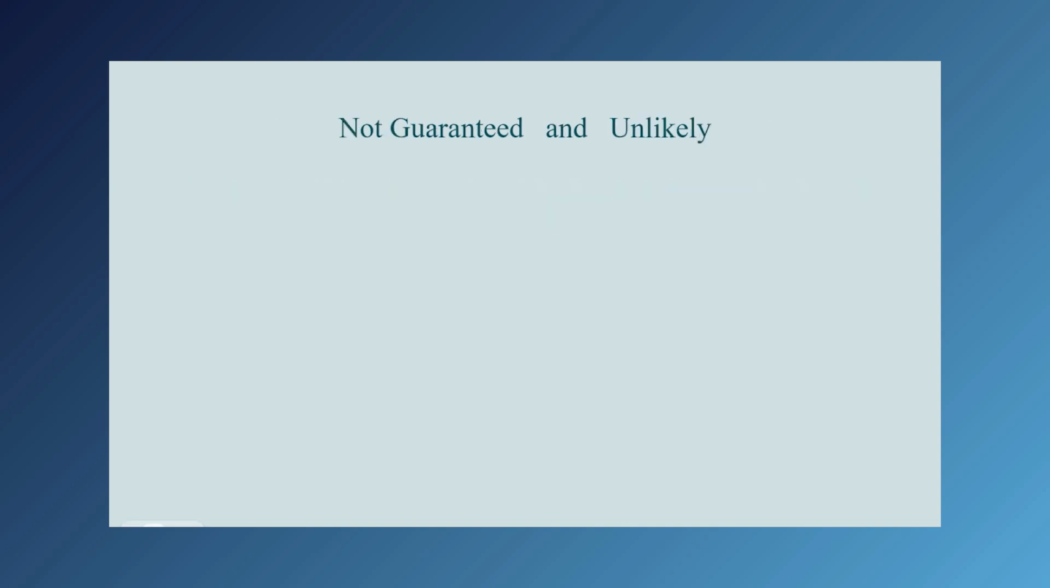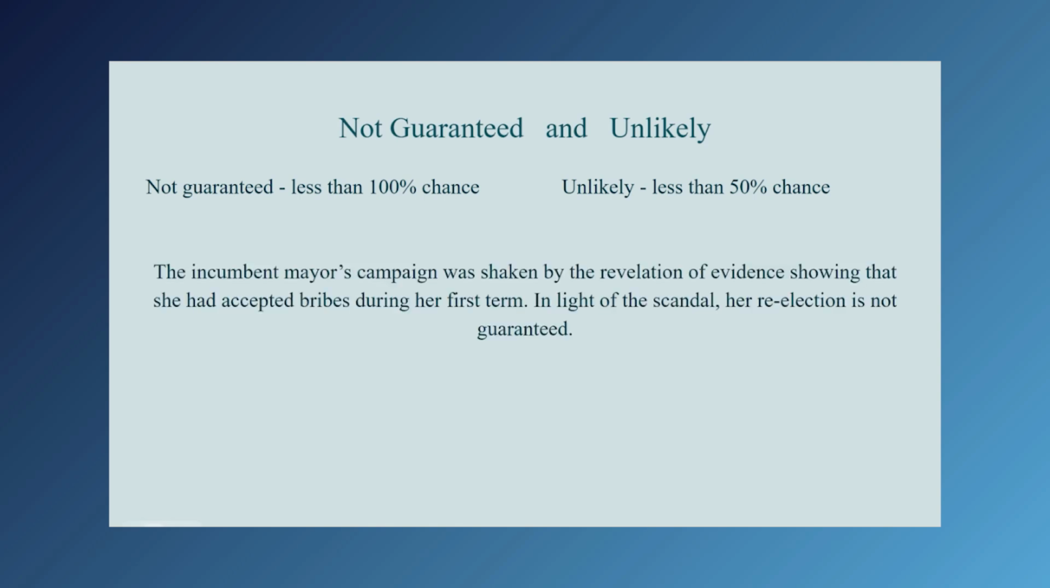Next, let's look at the difference between not guaranteed and unlikely. If something is guaranteed, that means that there is a 100% chance that it will occur. So if something is not guaranteed, that means that there is a less than 100% chance that it will occur. Whereas if something is unlikely, that means that there is a less than 50% chance of it occurring. Let's look at an example. The incumbent mayor's campaign was shaken by the revelation of evidence showing that she had accepted bribes during her first term. In light of the scandal, her re-election is not guaranteed.